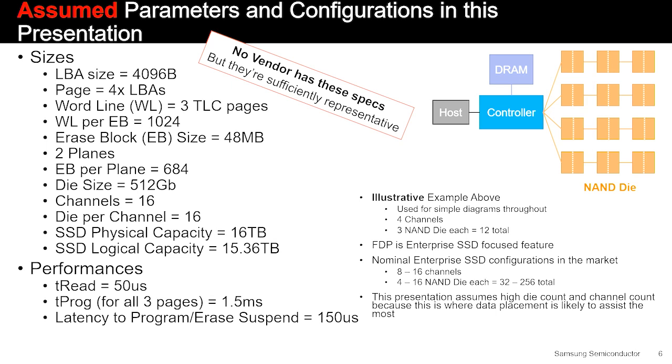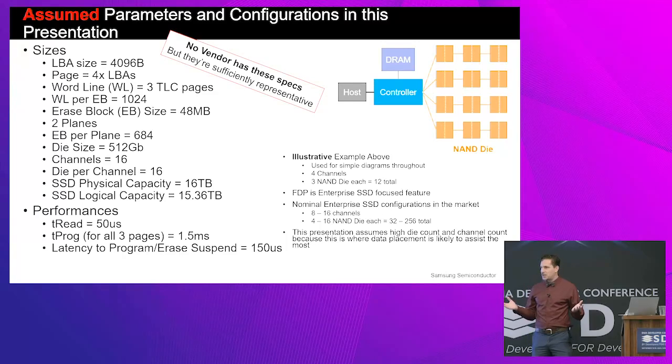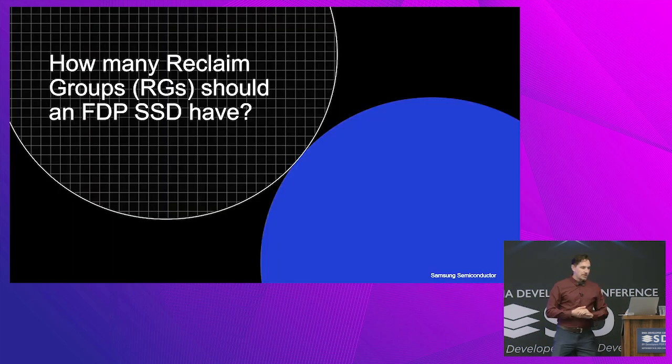And for the most part, I'm focused on enterprise myself, and I believe that FDP is generally an enterprise feature. So I make all these statements for enterprise SSDs, really. I'm not really trying to cover smaller. So nominal enterprise configurations that you're going to see are 8 channels or 16 channels, and 4 to 16 NAND die. These are ballpark reasonable things that you'll find out there. So that's enough of the background.